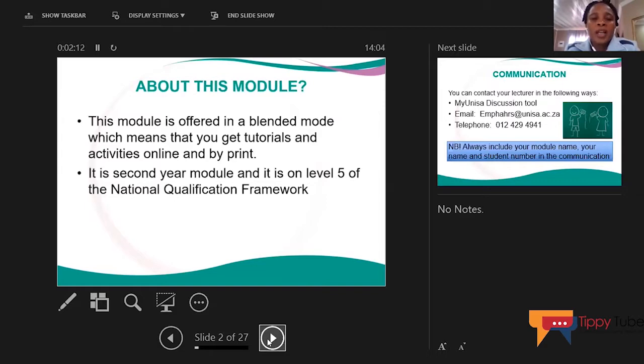For example, let's say you're having your print study guide at home. It has activities inside. When you're doing those activities, you might not know whether you are on the right track or not. But if you do the activities online, you're likely to get feedback from me or from the e-tutors to say you are on the right track. Again, this is a second year module and it is on level 5 of the National Qualification Framework. You know that we do have NQF levels as they are stipulated by our South African Qualifications Authority, SAQA.